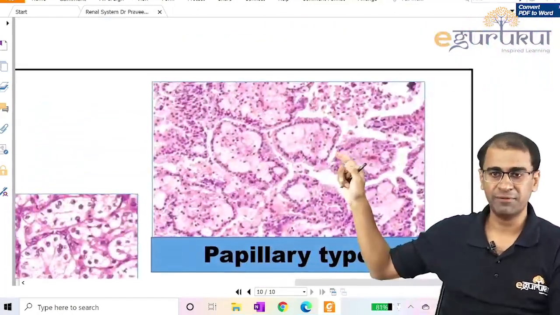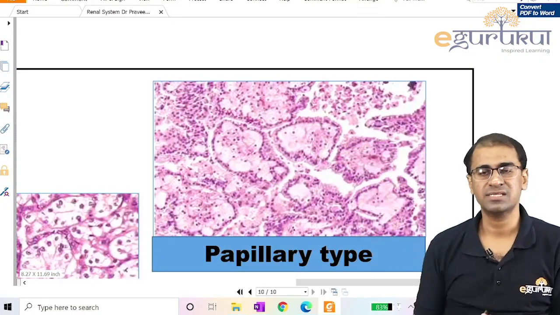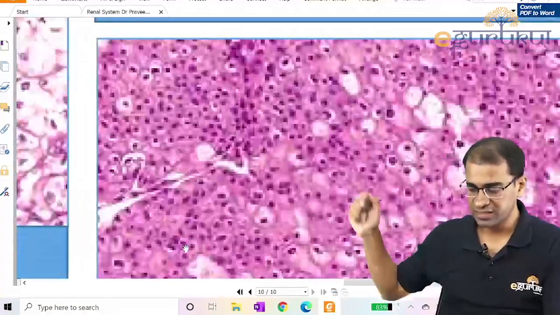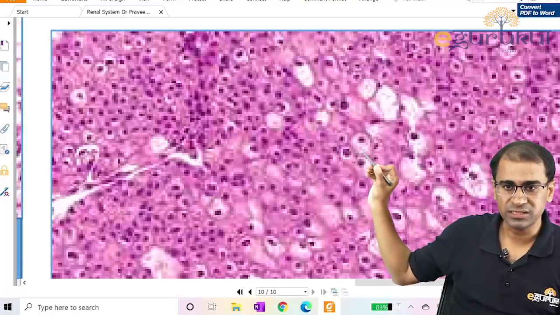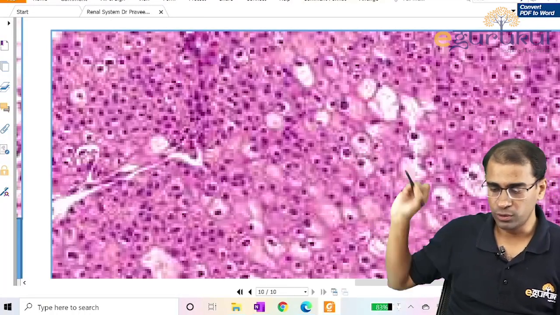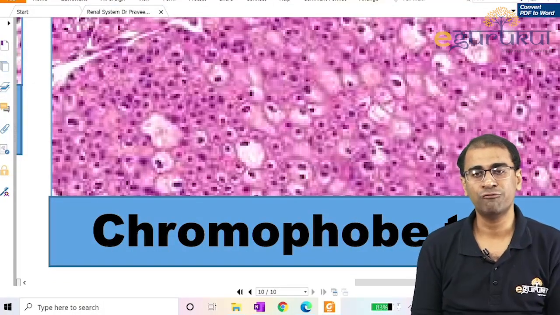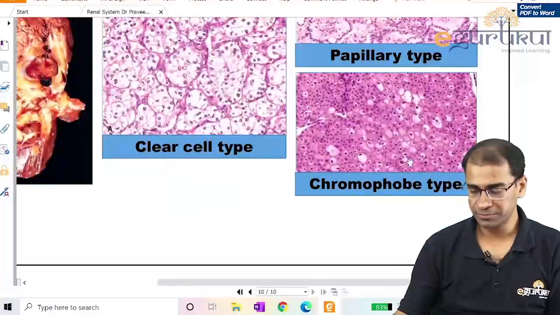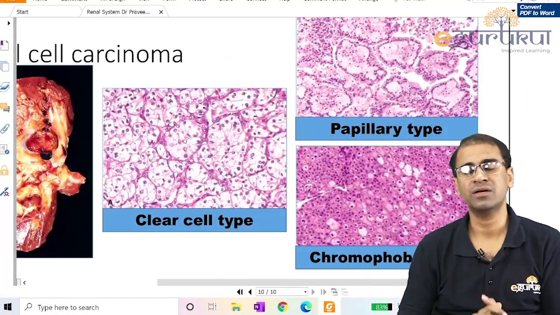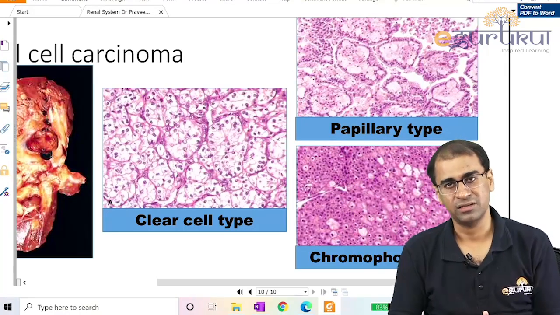Sometimes they show this papillary variety. Look at the papillary projections. They become the papillary cell carcinoma. And sometimes you see this nucleus with a white halo around it. This perinuclear halo is seen in the variety called the chromophobic variety. So, clear cell variety, papillary cell carcinoma, and the chromophobic variety can be seen in renal cell carcinomas.